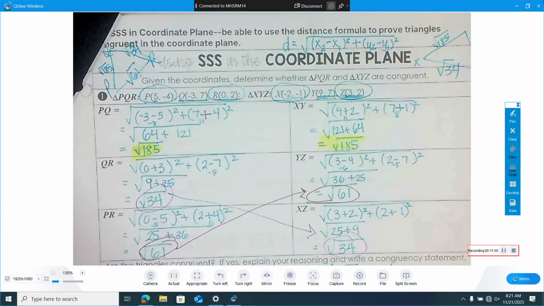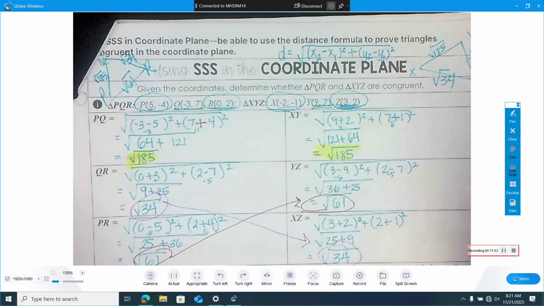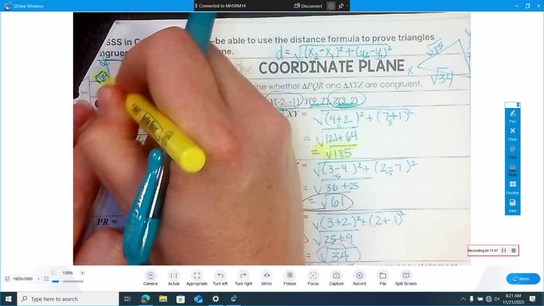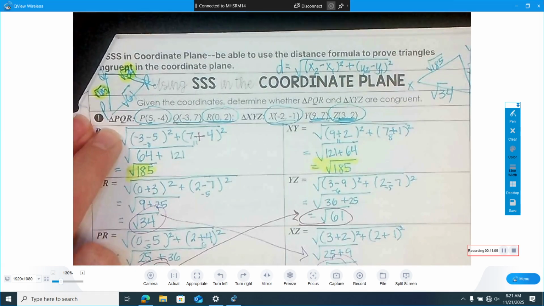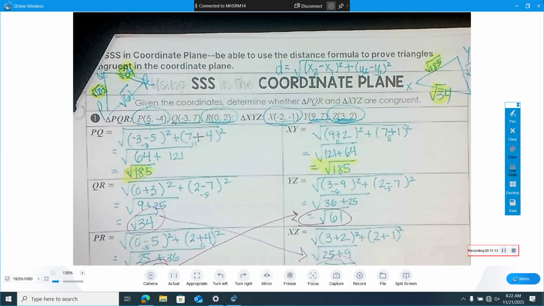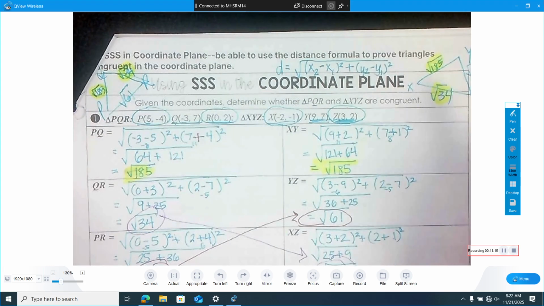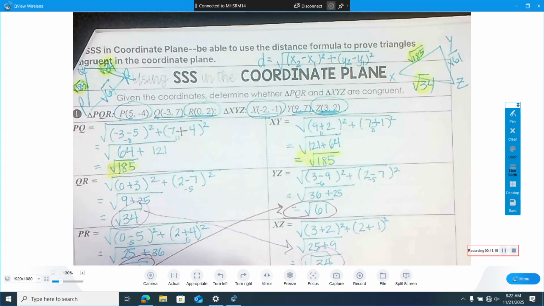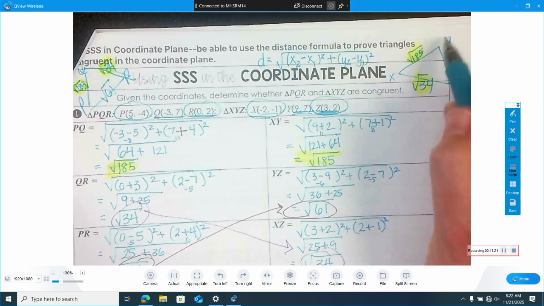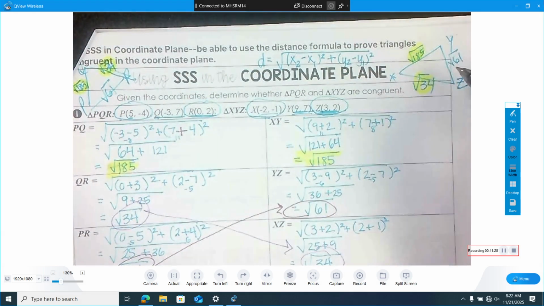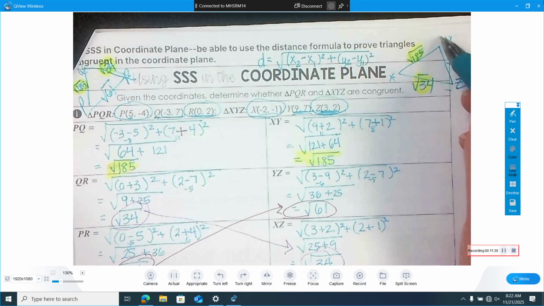Now I have to match it the same way over here. So let's see. I did radical 185 and radical 34. So I want to do the same thing here, referencing the same sides in the same order. So radical 185 and radical 34, I got to do triangle YXZ. So from the 185 side over to the 34 side. So 185 to 34, YXZ.